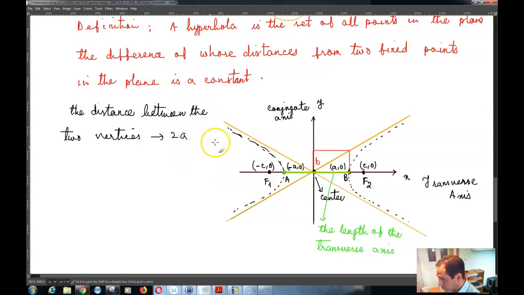And there is a quantity b that has been defined as the square root of c squared minus a squared. So this is more like a definition. I don't see any derivation or anything for that. It's just a definition that b is equal to the square root of c squared minus a squared.